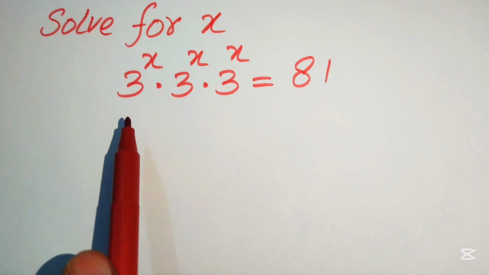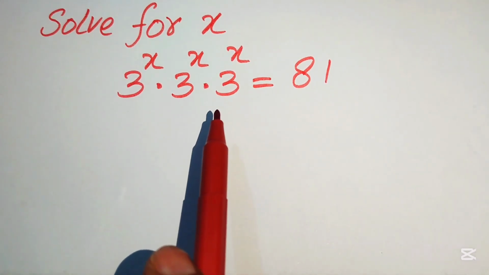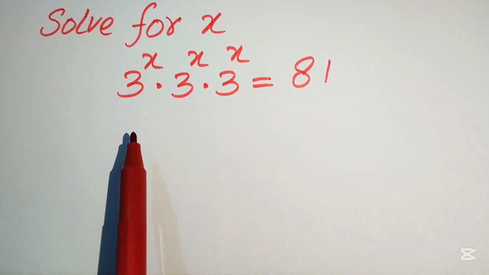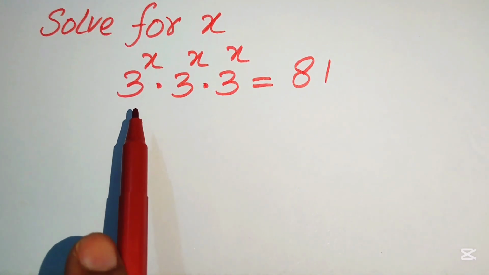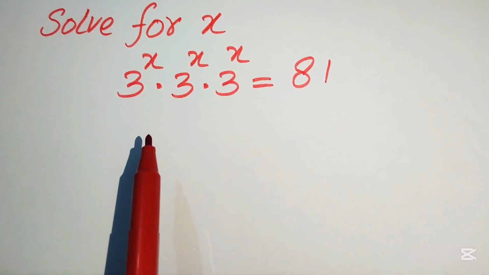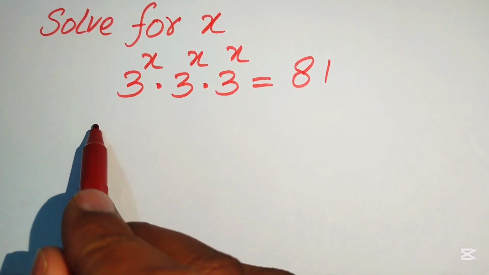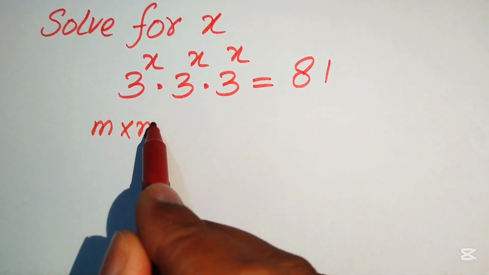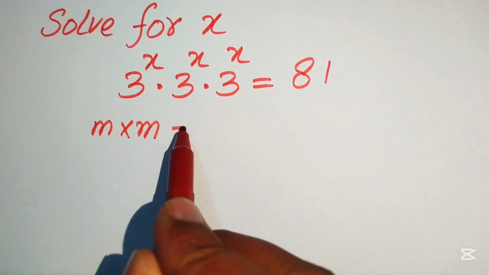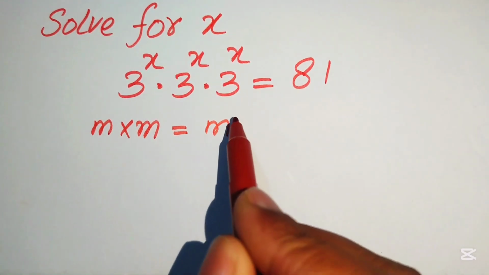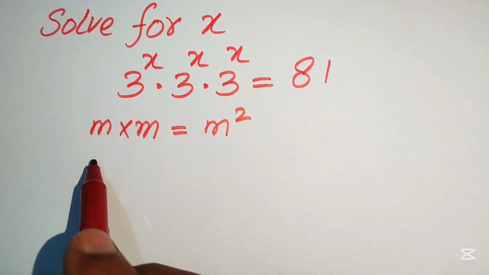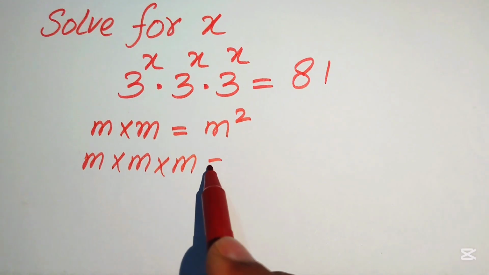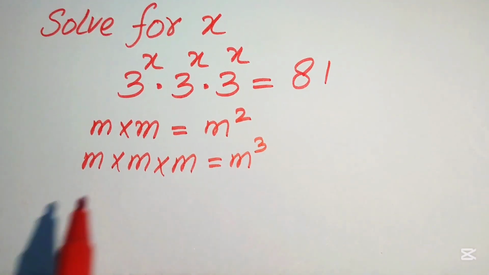So here you see that we have three exponential functions multiplied by each other, and also the bases and exponents on all these three numbers are the same. Here we know that if m is multiplied by m, that is, m multiplied 2 times, then we write it as m squared. Similarly, if m is multiplied 3 times, then we write it as m cubed.